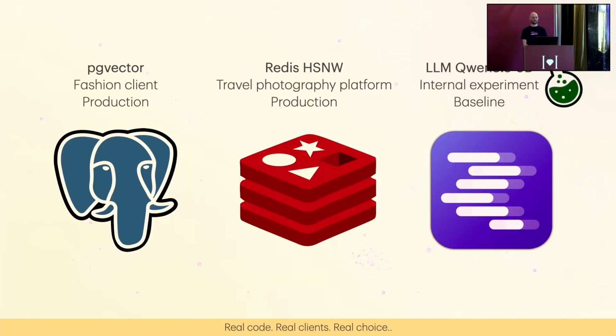So let's dive in. Three solutions. Two of them are running in production right now, for a fashion client and for a travel photography platform. The third is an internal experiment we built at SeeSaw because we wanted to see what an LLM-only approach would look like. We didn't build three toys to prove a point. We measured what we already had and added one more dimension to the mix.